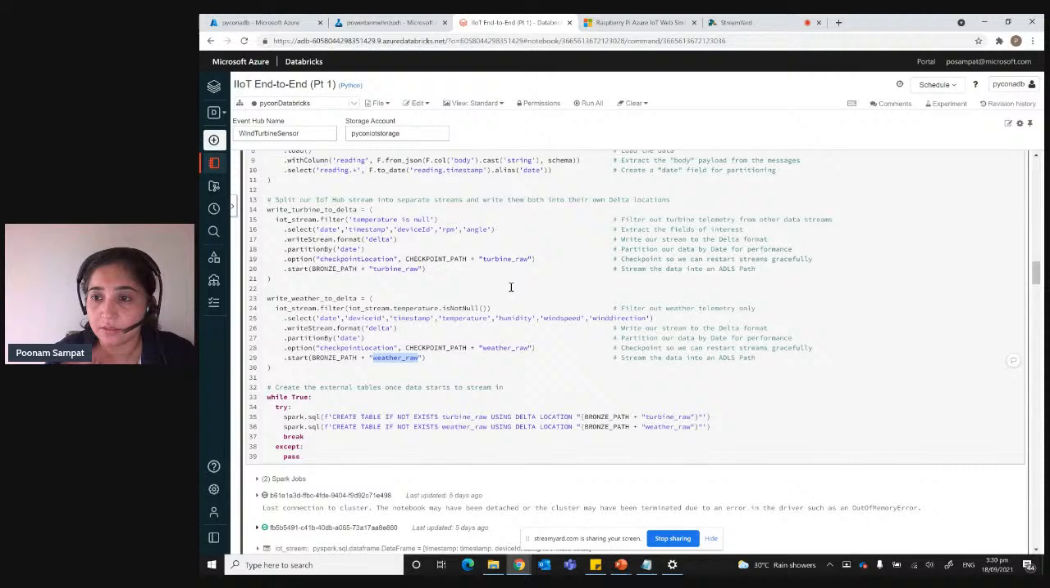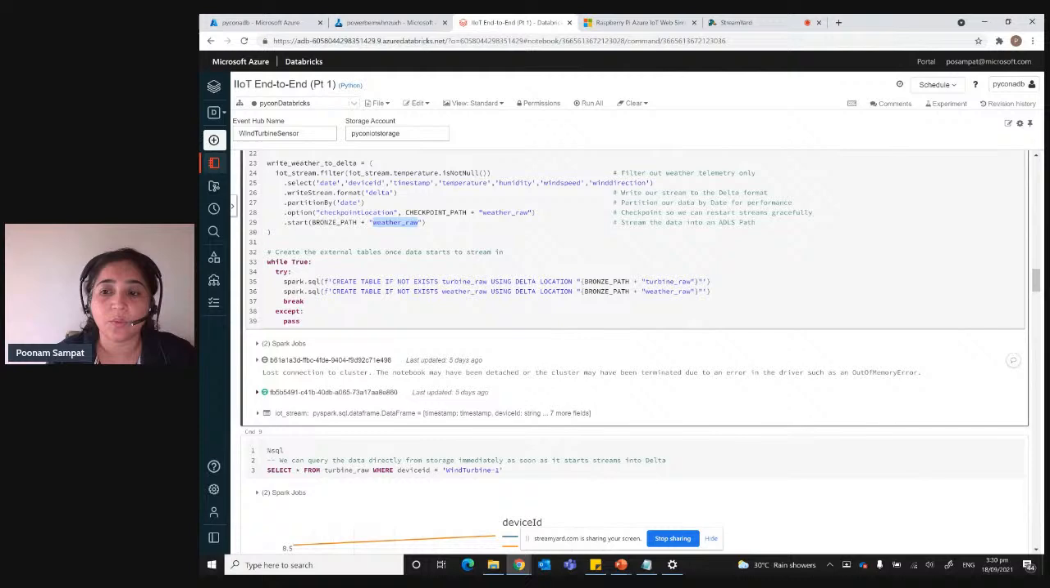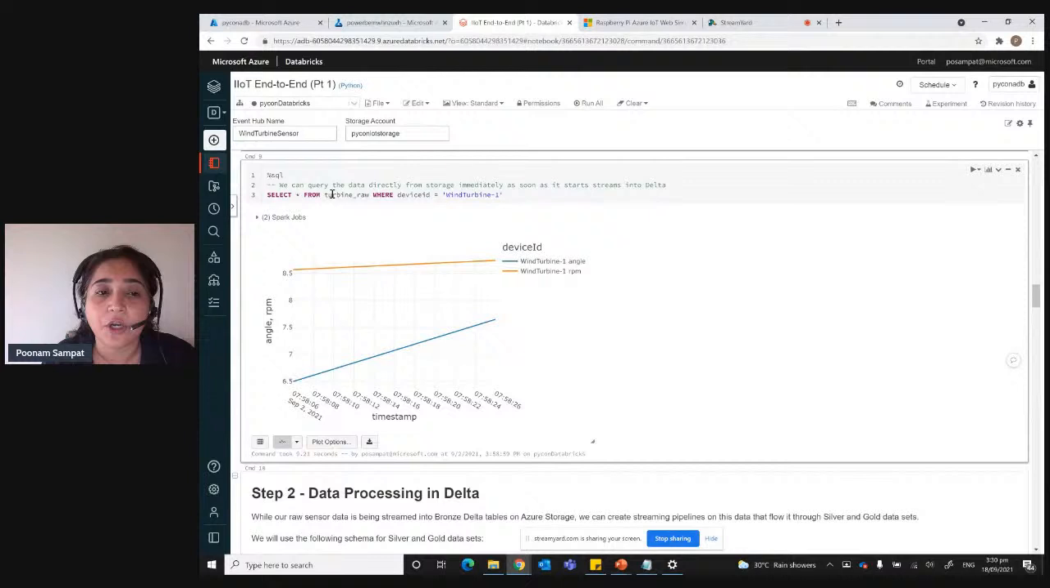Why did I do that? It's because I can now start using SQL and start querying these tables, right? So you can see over here, I'm just saying select star from Turbine Raw, where device ID is this, and I'm able to see how my data looks. Now this looks simple because I've run it only for one day and I've got just one day of data. Imagine this showing over a period of time. It's going to be very nice.